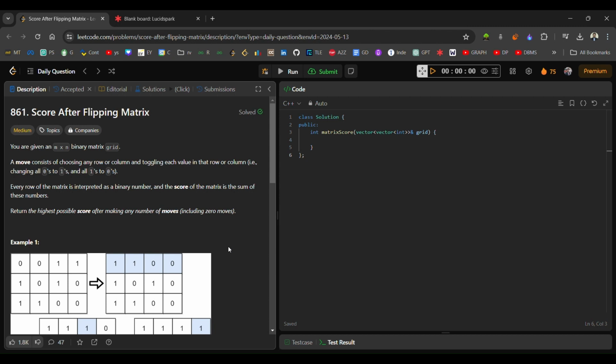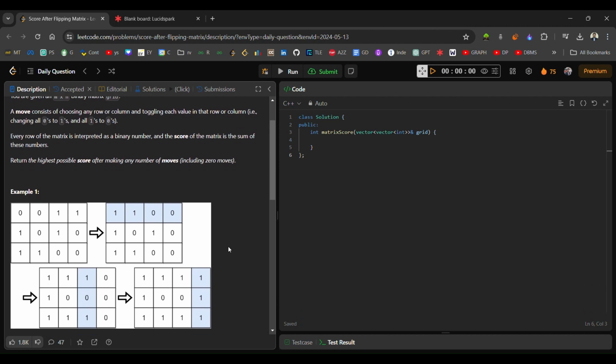Okay, so a matrix will be given to you, and you can do multiple moves, right? In a particular move, you can pick any row or any column, and then you can flip the values. Basically, you can toggle the values. What do you mean by toggling it? Flipping it, right? So you can flip all the zeros to 1 and all the ones to 0. So that's what you can do in a single move.